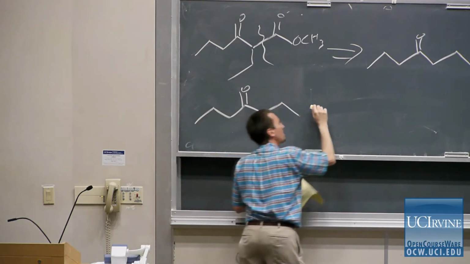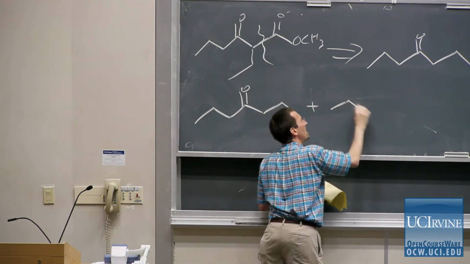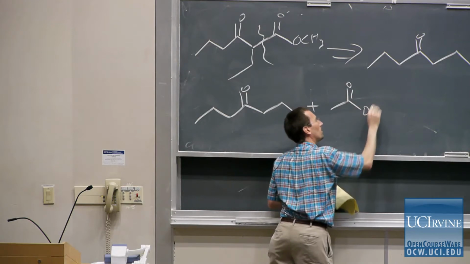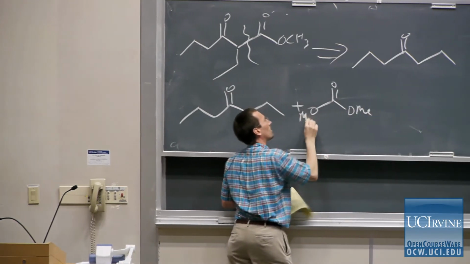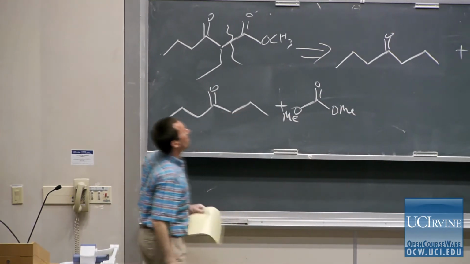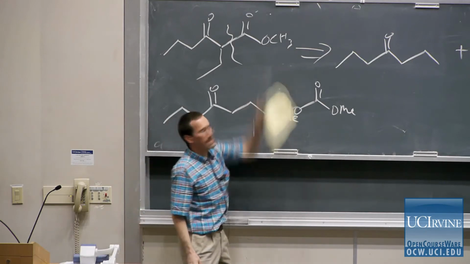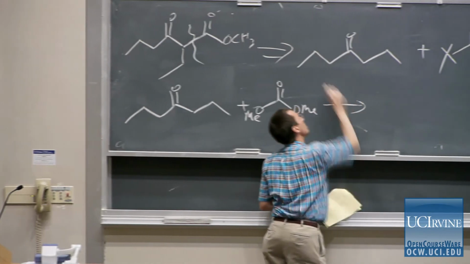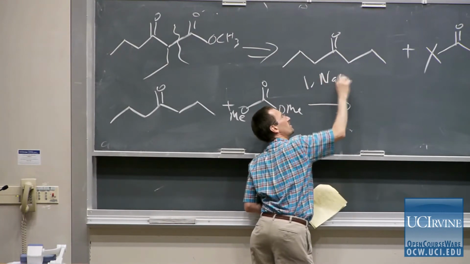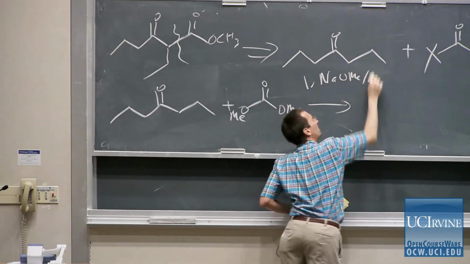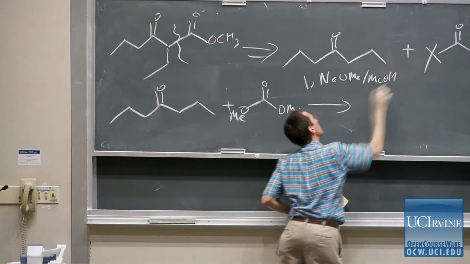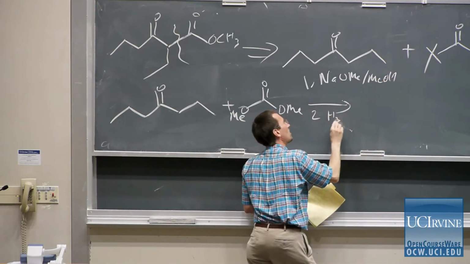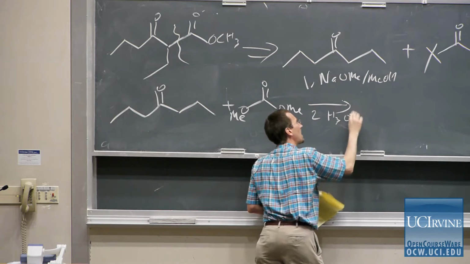where I take dimethyl carbonate. Sometimes I'll write OMe, sometimes I'll write OCH3. They're, of course, interchangeable. And I'll take sodium methoxide. They're just different ways of writing the same thing. I'll take sodium methoxide and methanol and aqueous acid. Okay, does that make sense?